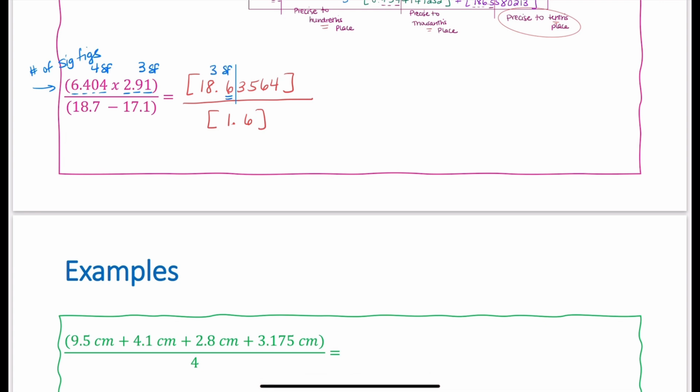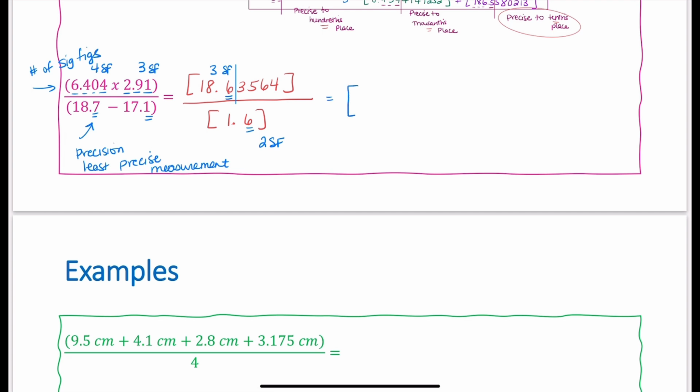in my numerator. My denominator, 18.7 minus 17.1, I'm looking for precision. I'm going for the least precise measurement. Tenths place or first decimal. Tenths place, first decimal, meaning that my answer here is only precise to the tenths place of that first decimal. So the actual answer from the calculator was correct for sig figs this time. My denominator only has 2 sig figs in it.